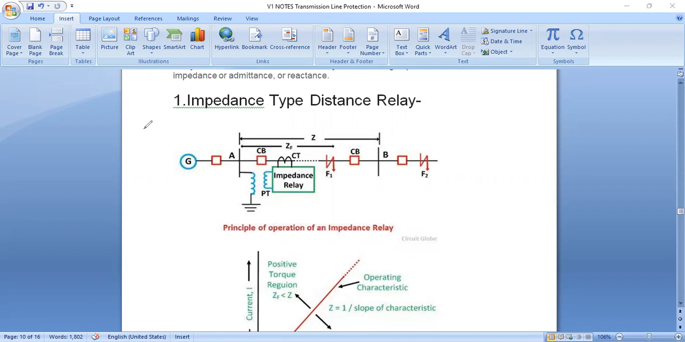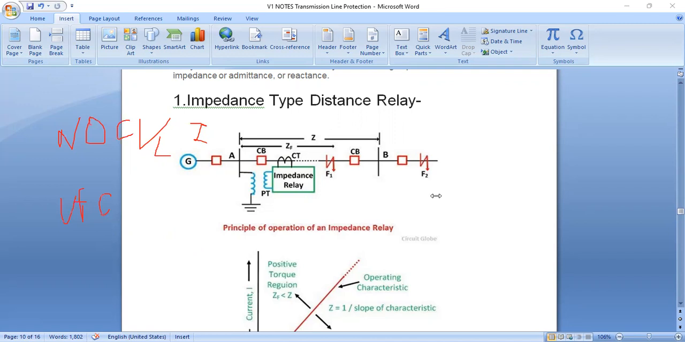In the normal condition, the value of the line voltage VL is more than the current, that means the maximum. But when the fault occurs, under fault condition, if the fault occurs on the line, the magnitude of the current rises and the voltage becomes less. Current rises and voltage becomes less.